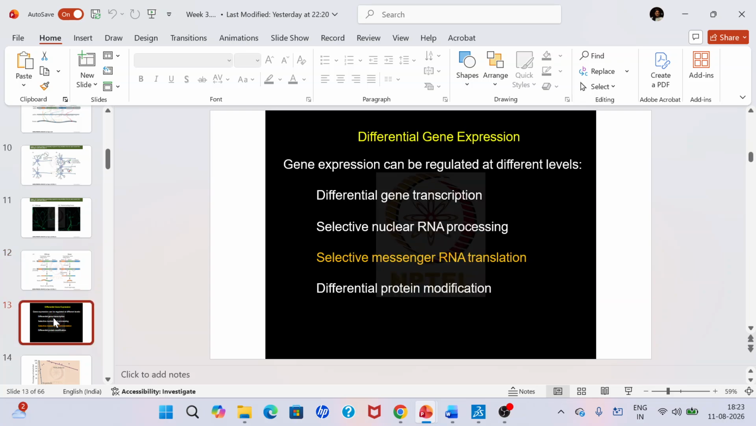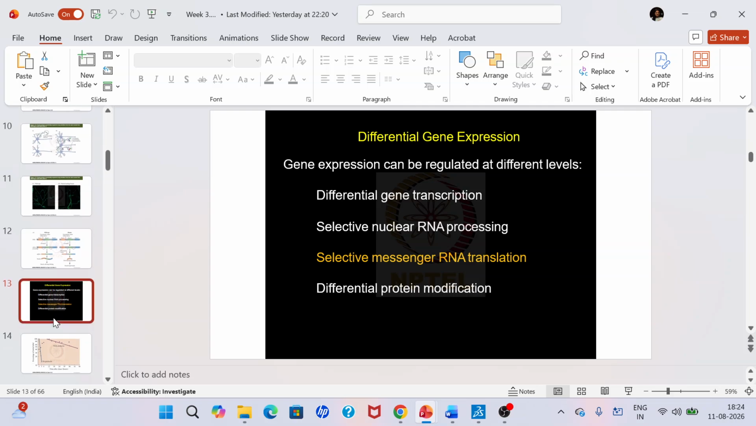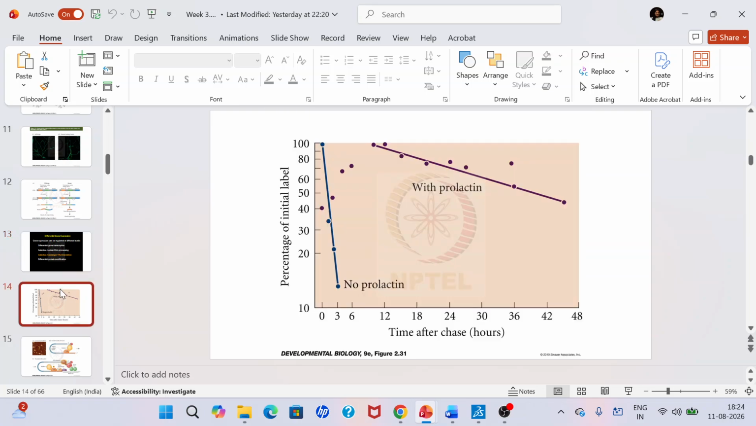Next in differential gene expression is selective messenger RNA translation: which mRNA will be translated, how it will be translated, and under what condition it will be translated. These are also different levels at which gene expression is controlled or differential gene expression is maintained. So here is the example.